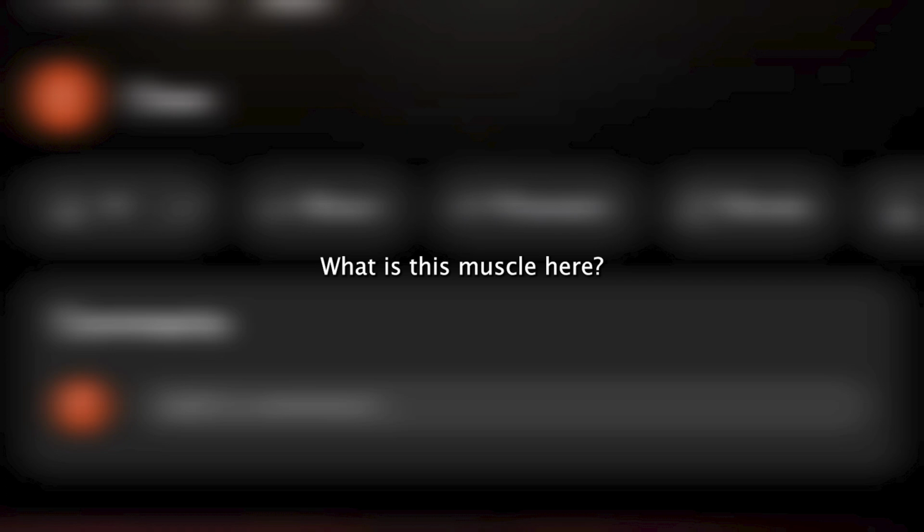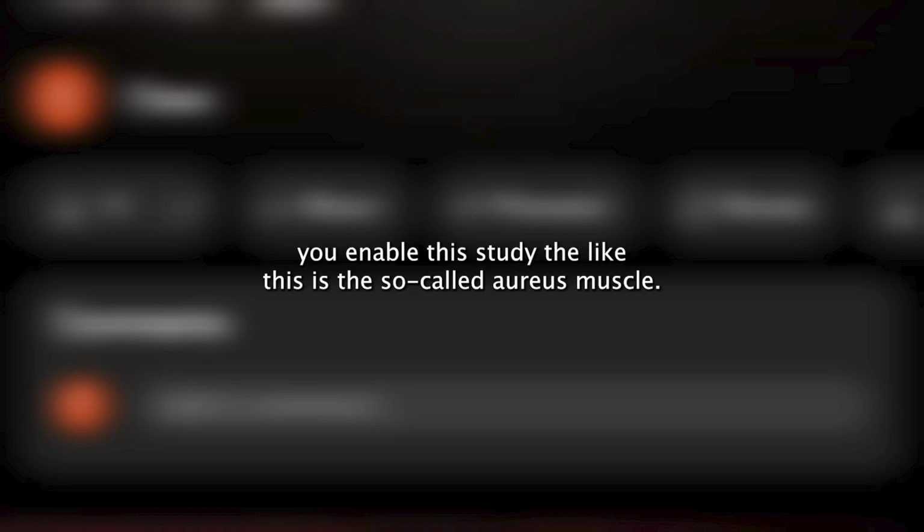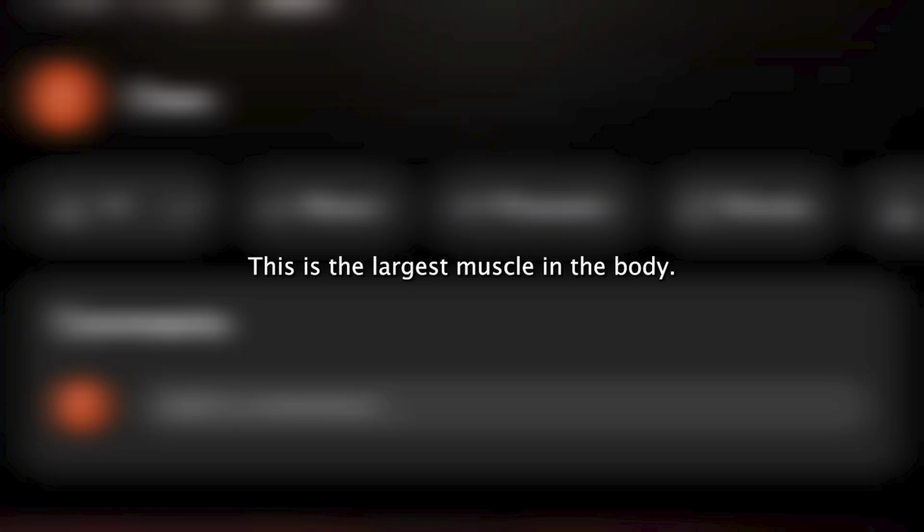What is this muscle here? Did you study it? This is the sartorius muscle. This is the longest muscle in the body, the sartorius. This is the quadriceps muscle, the quads. You'll study that. Oh, I just goofed.